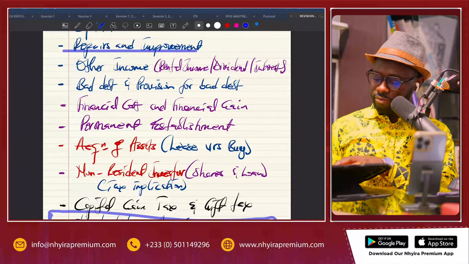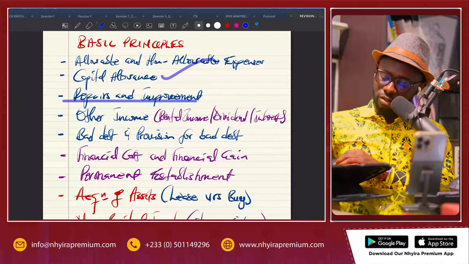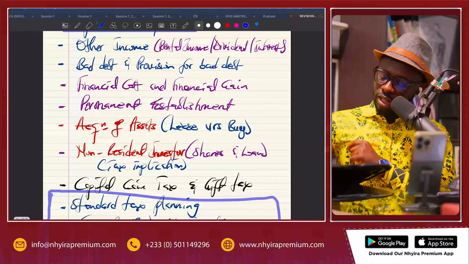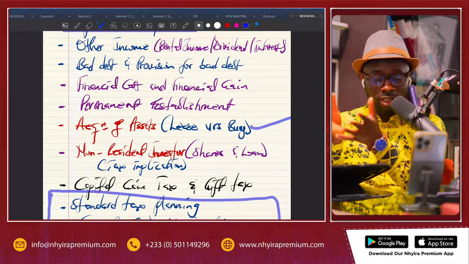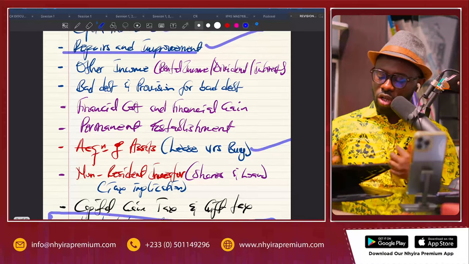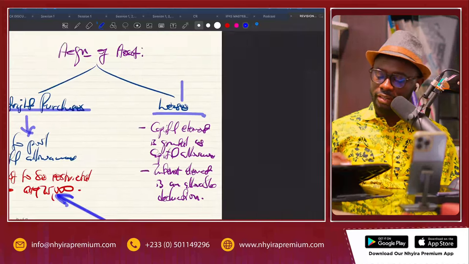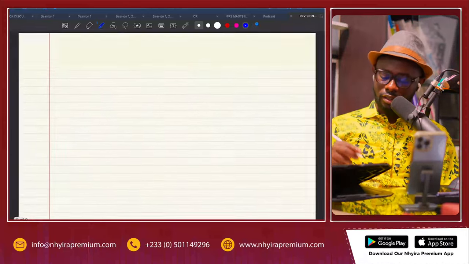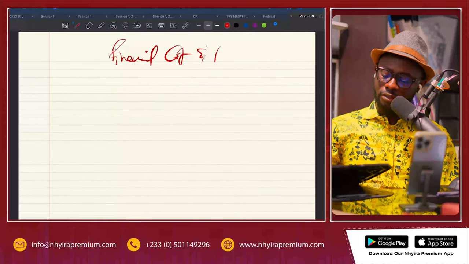Then, what else? So, capital allowance gone, repairs and improvements gone, acquisition of assets and the financing option gone. All of these things are relating to capital allowance and all that. Then the next thing we talk about is the concept of financial cost and financial gain. So financial cost and financial gain.